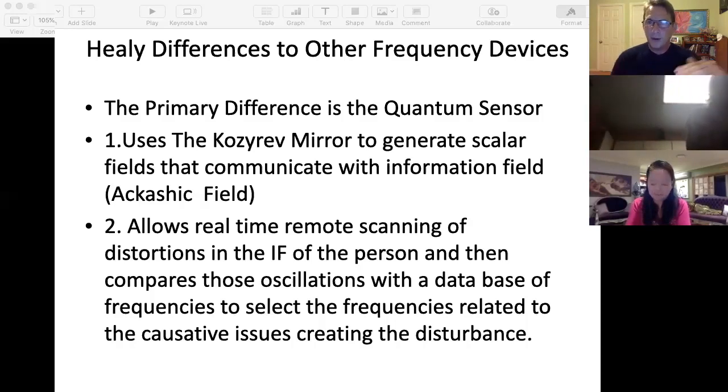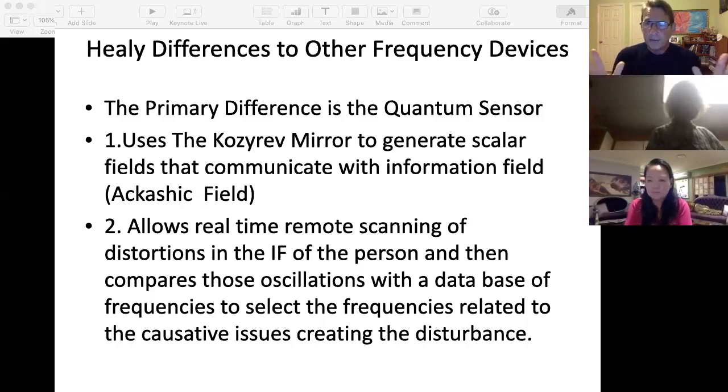That type of device we call bioresonance devices. They're very effective, but they're very focused on the physical and maybe the next level up, which is what we call the etheric level, which relates to the acupuncture meridians.